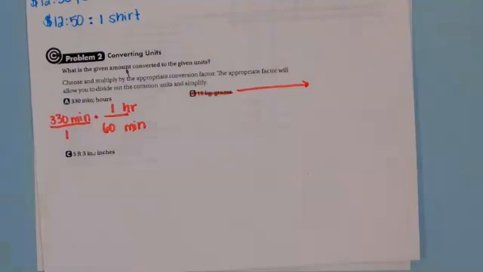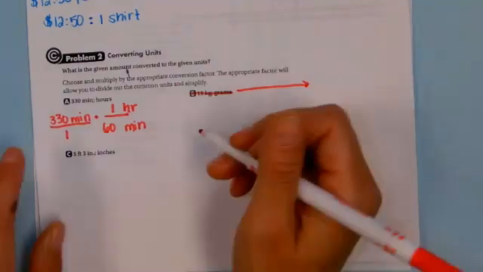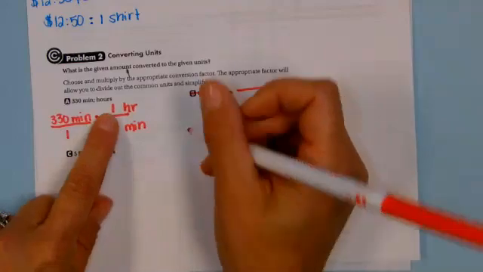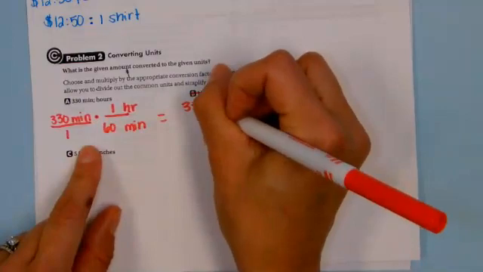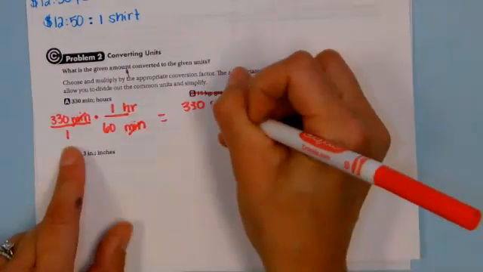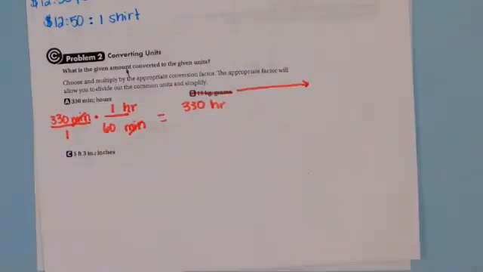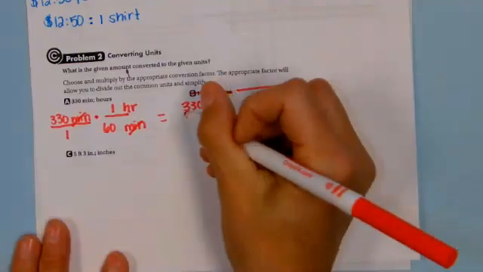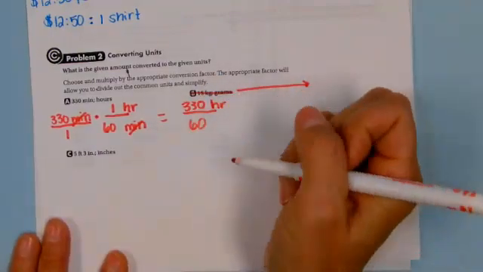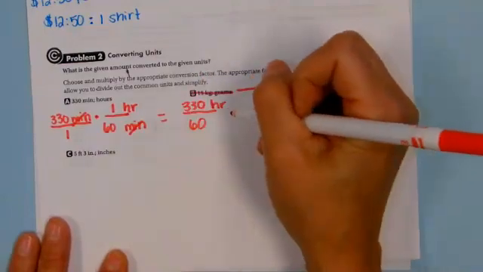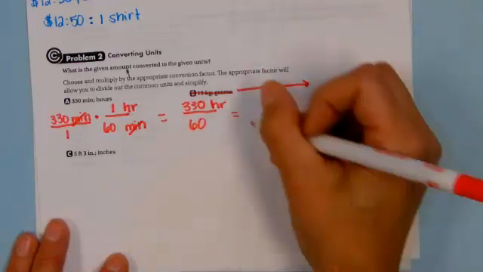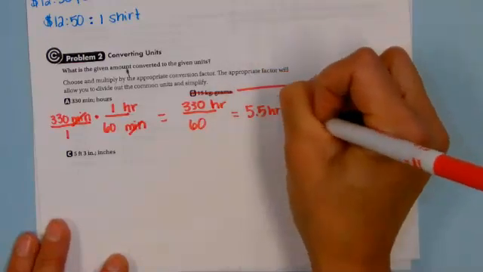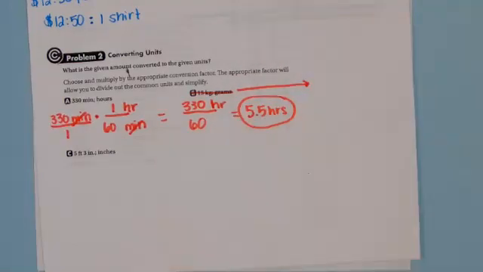But what this means, and this goes back to multiplying fractions, you always just multiply top times top. So 330 times 1 is 330, right? And what's left here is hours, because we canceled our minutes. Then bottom times bottom, 1 times 60 is 60, right? And so a fraction means division. 330 divided by 60. Did anyone already get that answer? 5.5 hours is what you're left with.